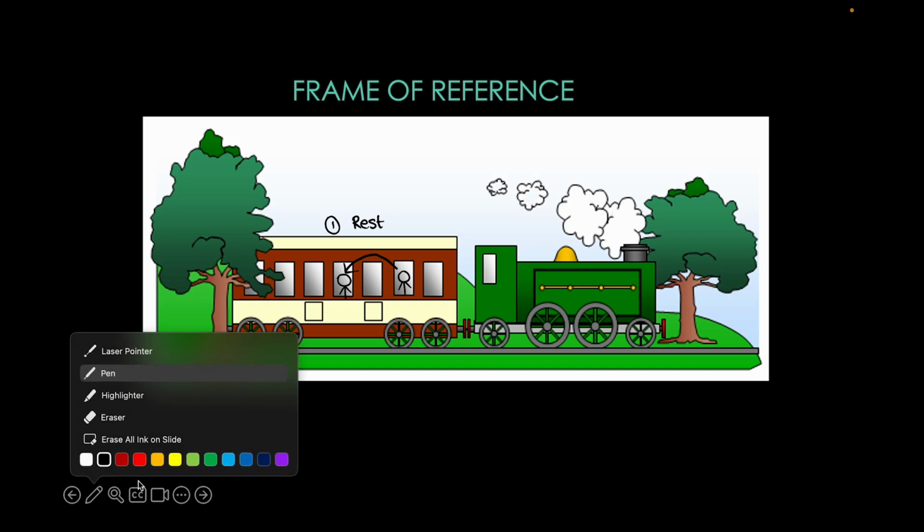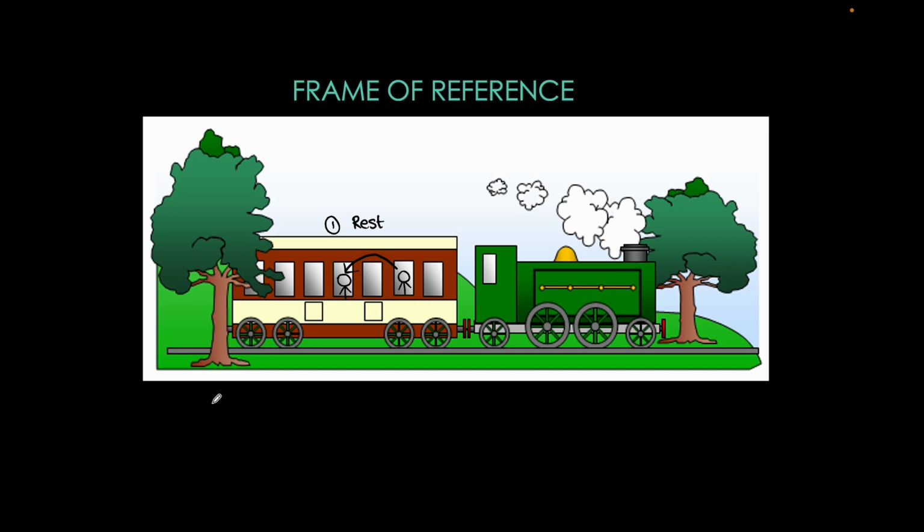Okay, so let me just change colors real quick. Now in the second example, we'll introduce another person who is standing, but he is outside the train, right? Now, according to him, he is at rest and both of you, along with the train, are in motion, right? So, in this case, both you and your co-passenger are in motion.